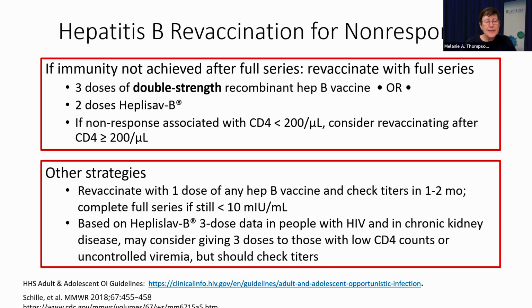Now, based on this Heplisav data that I showed you in people with HIV for 3 doses, and also the data in chronic kidney disease, you may consider giving a 3rd dose of Heplisav B and then checking to see what the response is. Some people are also recommending giving the full 3 doses as the initial series for people who have low CD4 counts.